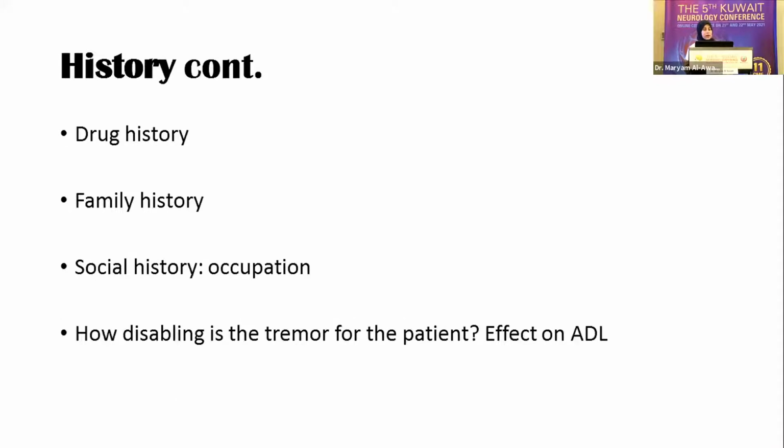Of course, drug history is a major part in any movement disorder, and we have to cover it thoroughly. Family history is also important to ask about. Social history may be relevant in some cases, for example, in occupations where precision or accurate movements are required, like surgeons, for example. These people will really discover the tremor earlier than others.